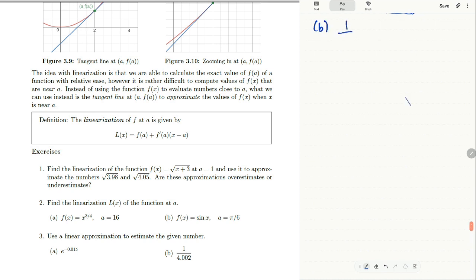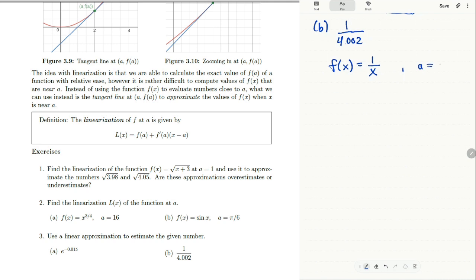So in the next example, let's approximate 1 over 4.002. Let's first determine our function as well as the a value for our linearization. One possible function we can use is the reciprocal function, 1 over x.